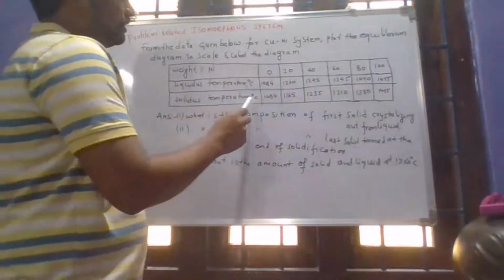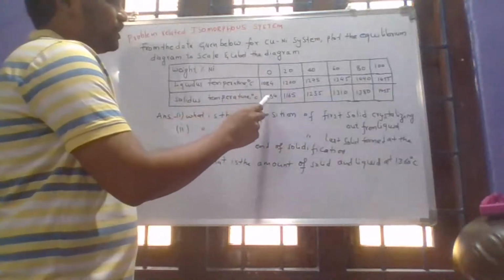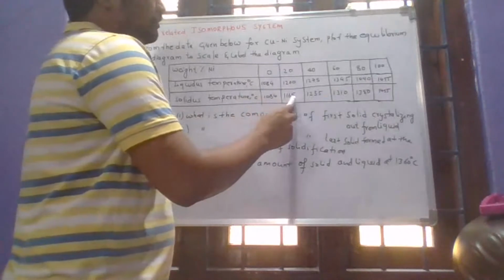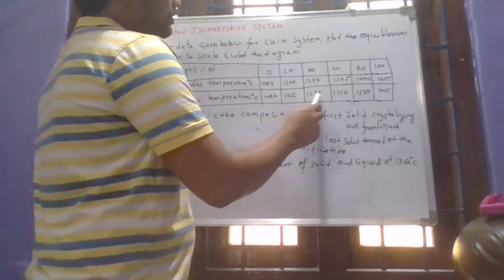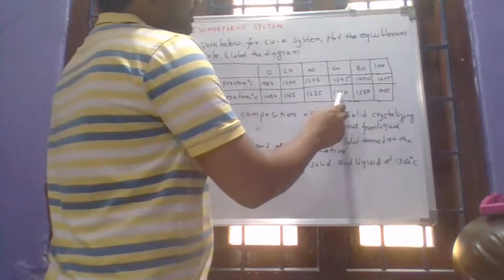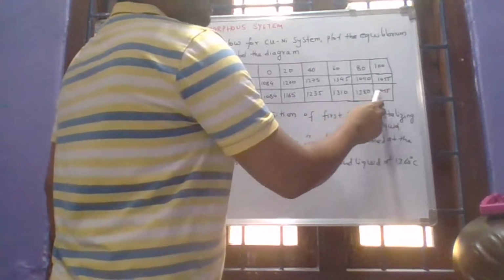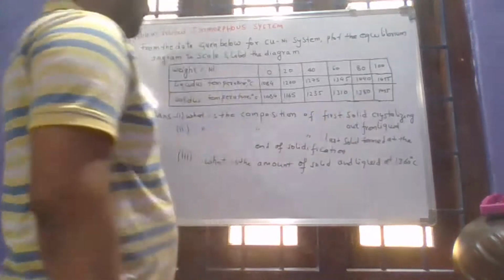Similarly, the solidus temperatures: for 0 composition it is 1084, for 20 it is 1165, for 40 1235, for 60 1310, for 80 1380, for 100 1455.